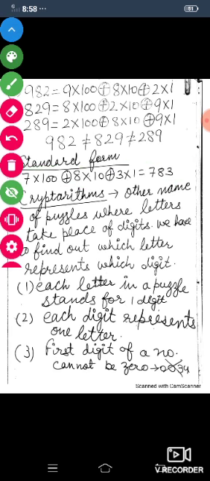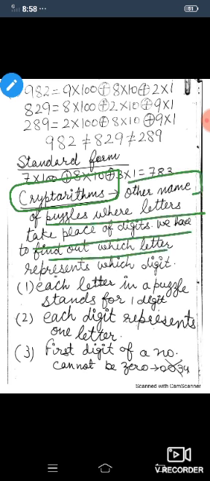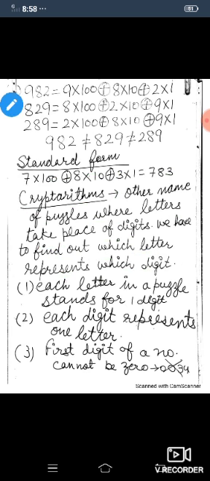Then cryptarithms. What are cryptarithms? These are puzzles on various operations on the numbers in which letters take the place of digits, and we have to find out which letter represents which digit. Now, there are some rules. Each letter in a puzzle stands for just one digit and each digit is represented by just one letter.